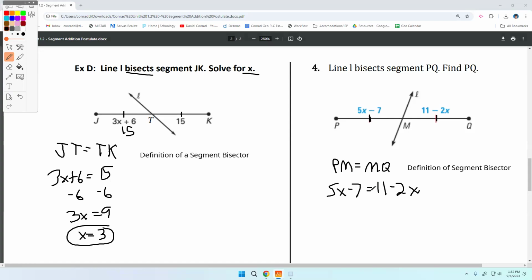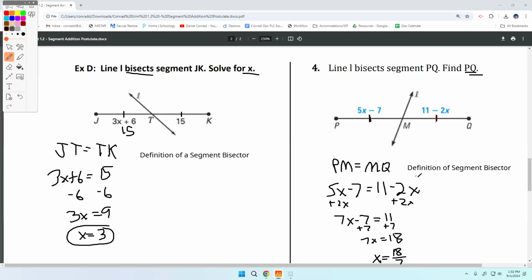Okay, I can't combine anything on each side, so I'm going to start by adding 2x to both sides. That's going to give me 7x minus 7 equals 11. I'm going to add 7 to both sides. That's going to give me 7x equals 18. Divide by 7 on both sides. I'm going to get x equals a fraction, 18 over 7. Okay, it wants us to find PQ. That's the whole thing.